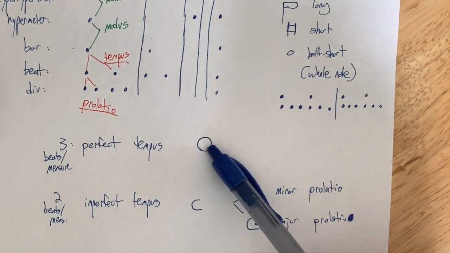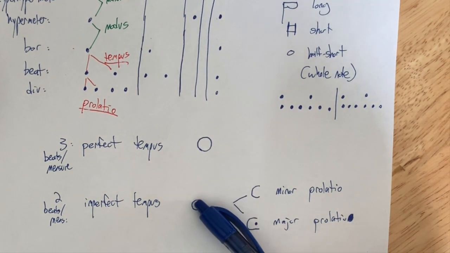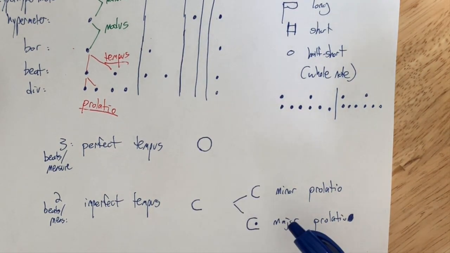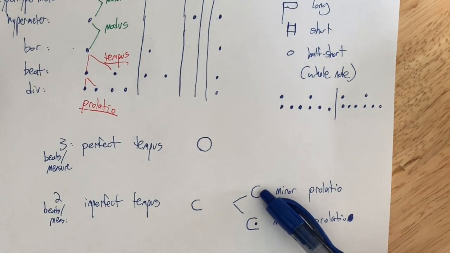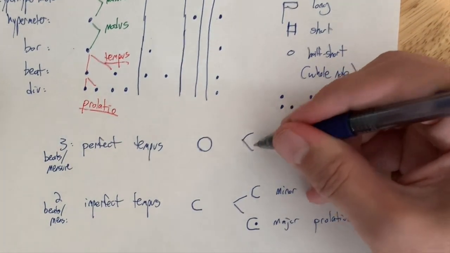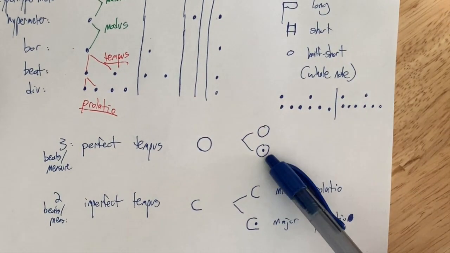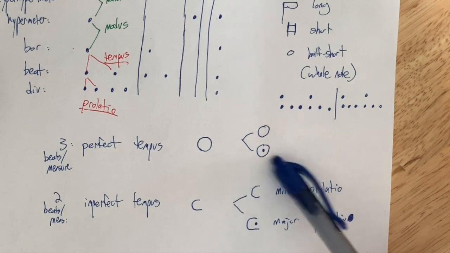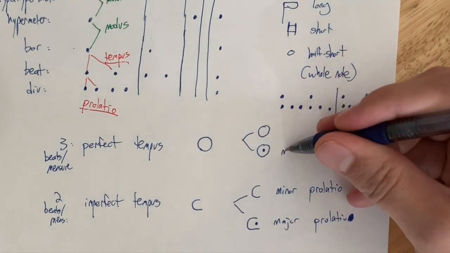So think of the dot as kind of like the circle. The circle is the perfect shape. Imperfect is half a circle. The dot is the perfect shape, and therefore we call it the major shape. Whereas the lack of dot is imperfect. And the same thing happens with the circle. So a circle with a dot in it is perfect tempus with major prolatio.